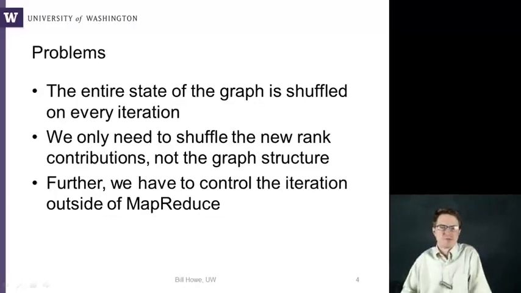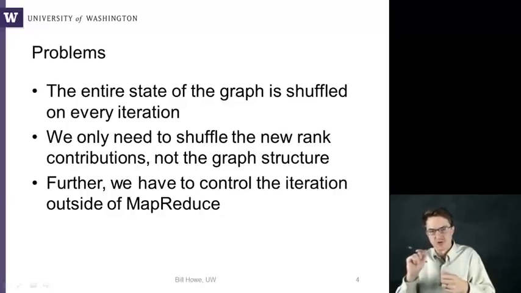So there are some problems with this implementation. The main one is that the entire state of the graph is shuffled on every iteration, right? That little complex vertex object that includes within it the adjacency list associated with that vertex is sent across the network over to the reduce side and handled by the reducer. When all that really needs to be sent is just the new rank contributions, if the vertex state could sort of stay in place. If you could address the neighboring vertices directly and just say, hey, here's your new rank contribution, that would be useful. That would save some communication traffic.